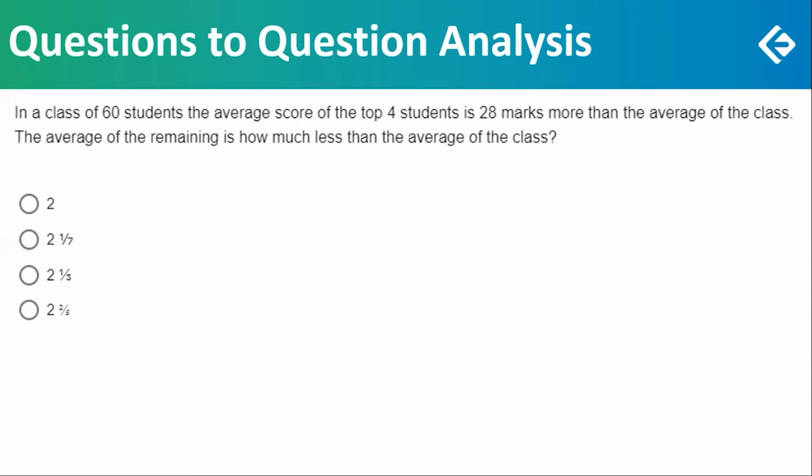So from the given difference, the score of the 4 top is 28 marks more than the average. So it's not 28. The difference on both sides will not be 28, but a total of 28 marks, for 4 students. So what will be the total? This total more on one side will be the same total less on the other side.